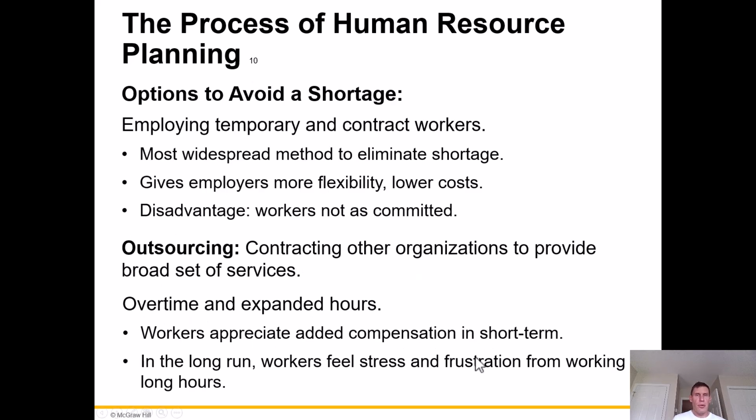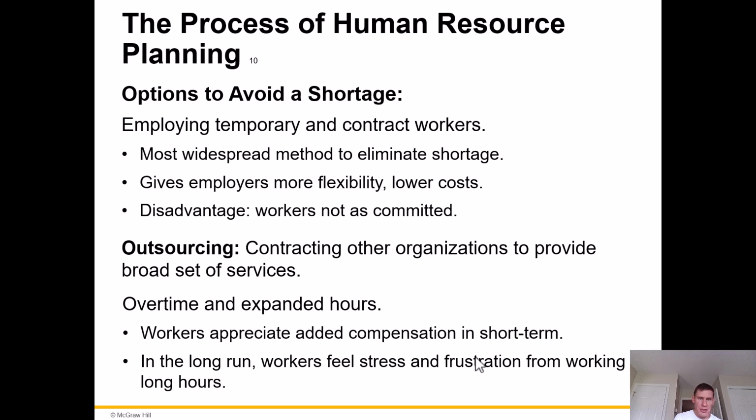So what are some options to avoid a shortage? And when we say shortage, we're of course talking about labor shortage. So they may employ temporary and contract workers. This is probably the most widespread method because you can bring them in, use them for what you need, and then they can go. So it gives employers more flexibility and lower costs.